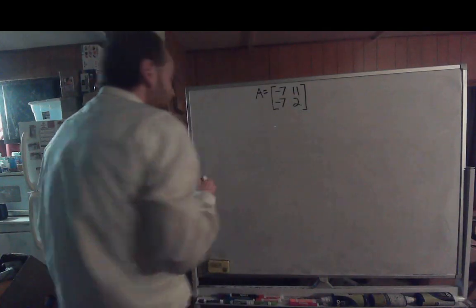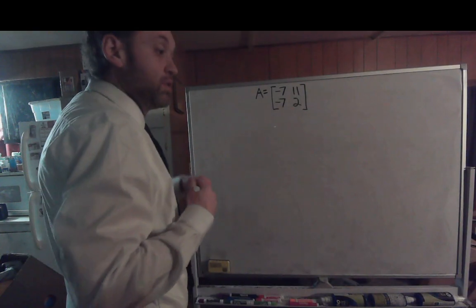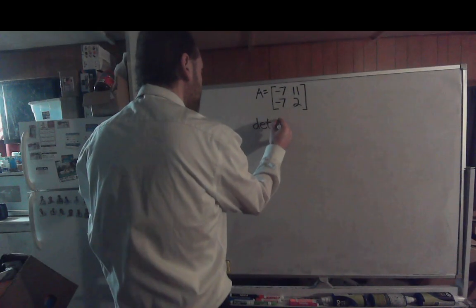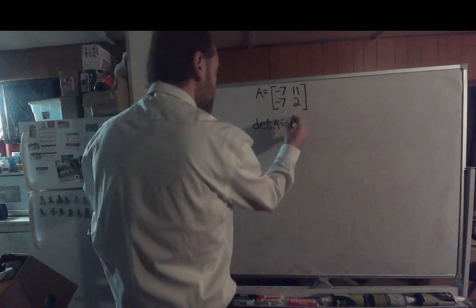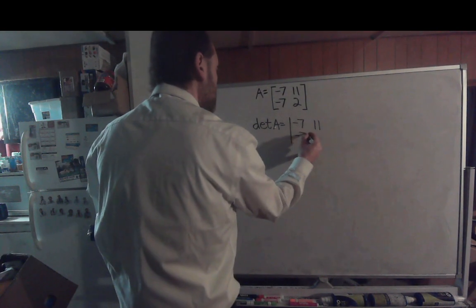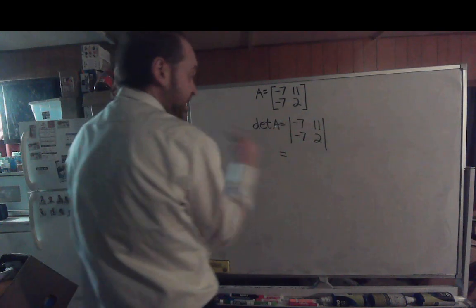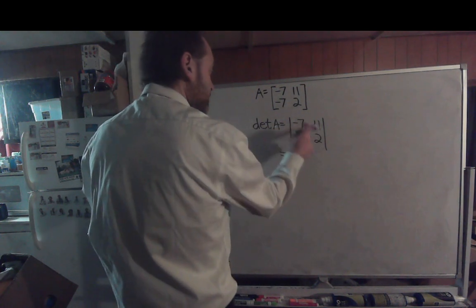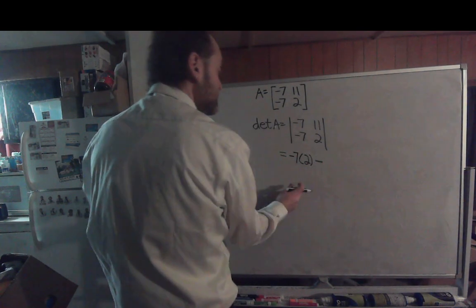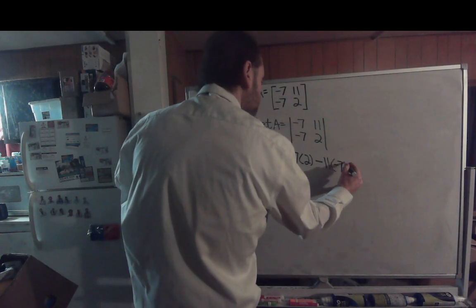Alright, so matrix A has entries -7, 11, -7, and 2. So let's find the determinant of this matrix. Of course, take all your entries, put it inside of a big absolute value looking sign. So now take your AD numbers, which would be -7 times 2 minus 11 times -7.